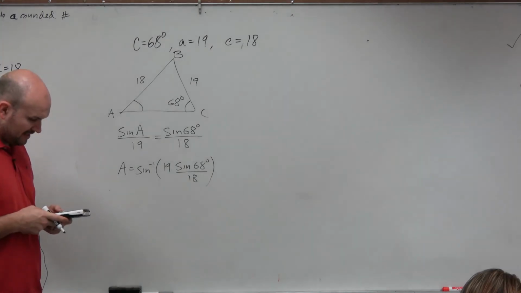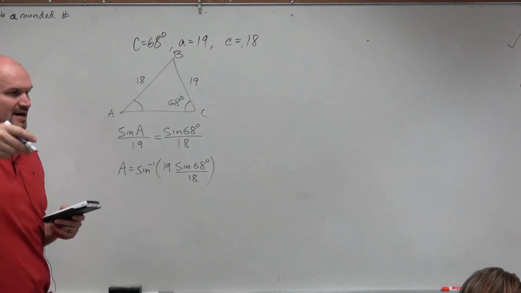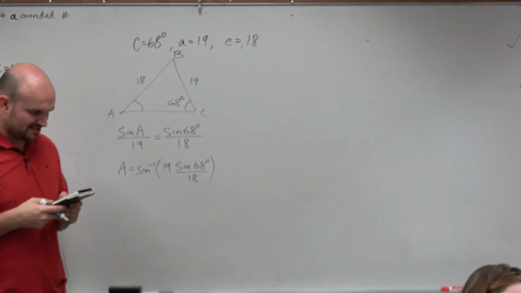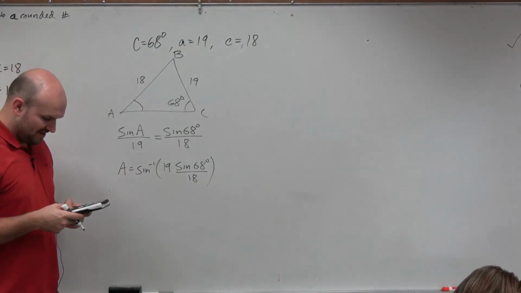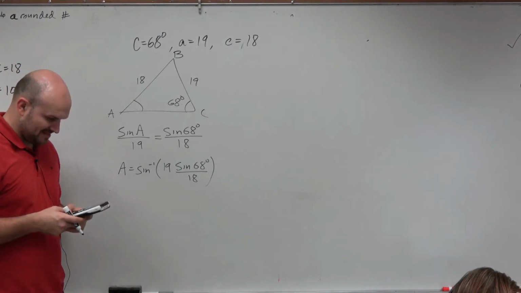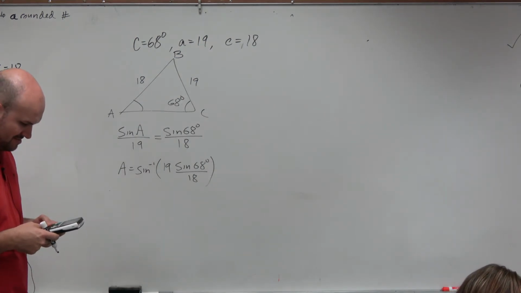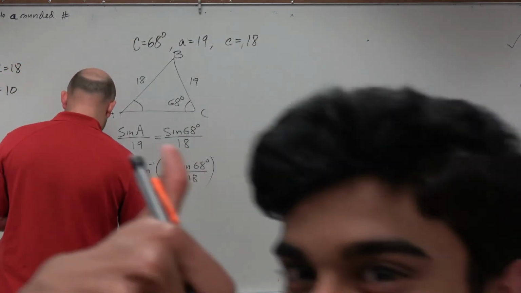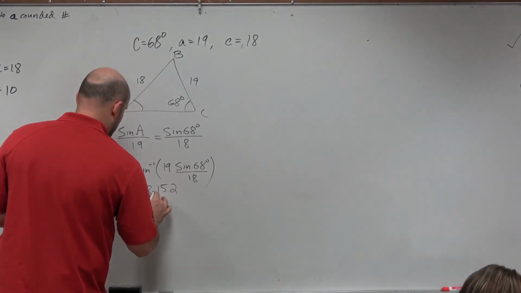So I have sine, and if you guys didn't already get calculators, you guys can grab them on the back if you want to verify your stuff with me instead of walking right in front of the video camera, but that's okay. So we have sine of 68 divided by 18 times 19. And then we do sine inverse. And I am getting A equals 78.15. Let's round this to the nearest thousandth.